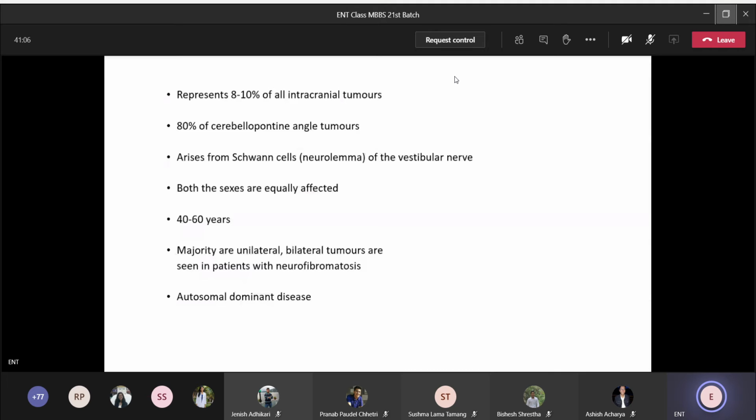The majority of the cases are unilateral. Bilateral tumors are only seen in patients with neurofibromatosis, which is an autosomal dominant disease like otosclerosis. So there are two autosomal diseases that you've read till now. One is acoustic neuroma, the other one is otosclerosis.